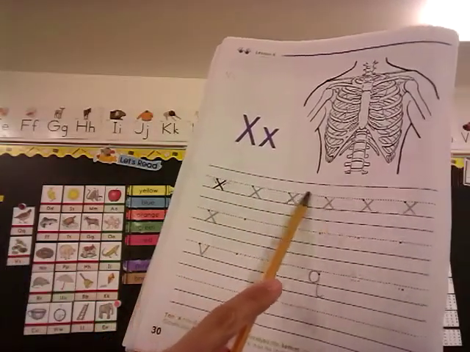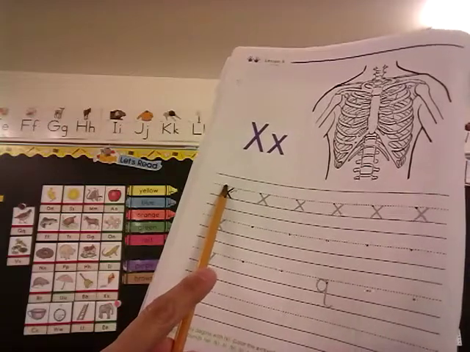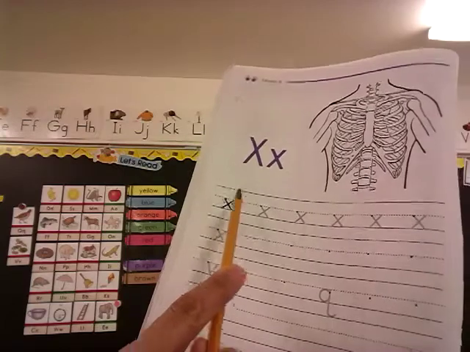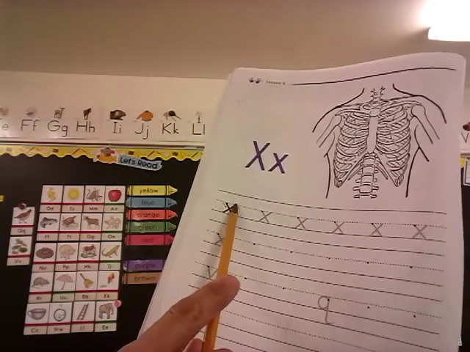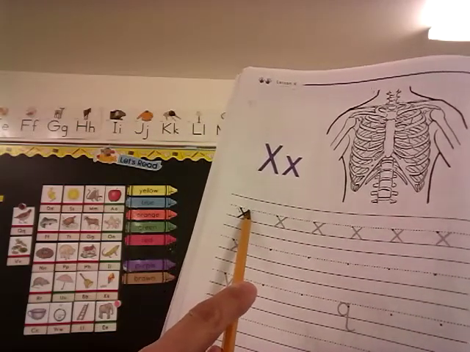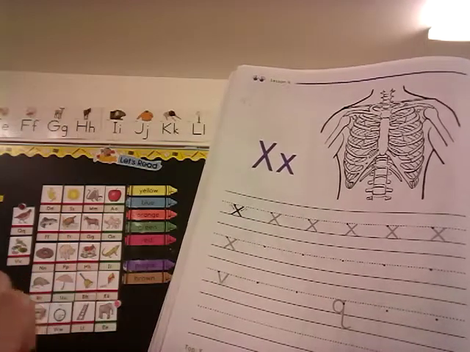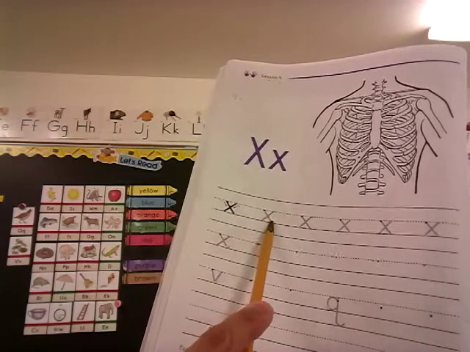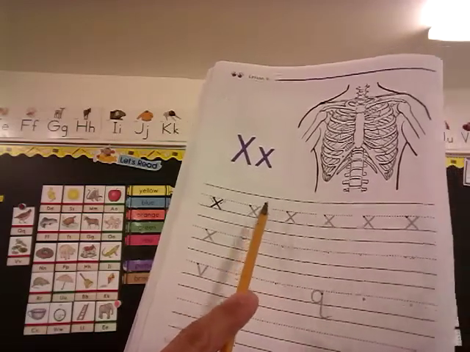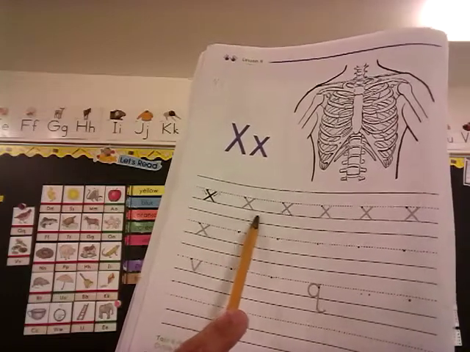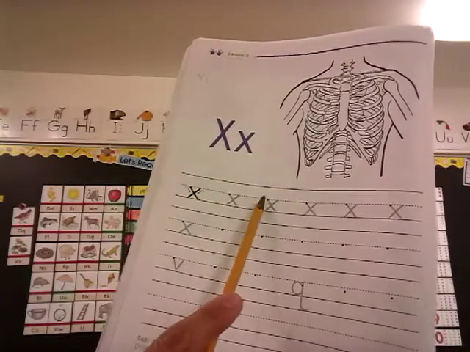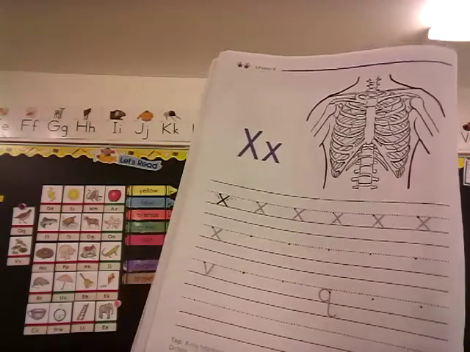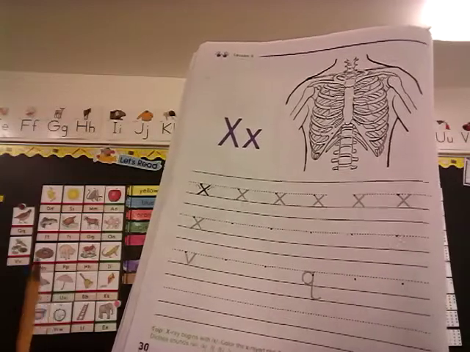Start at the dotted line. Start in the dot. Make a slanted line across, 1. Start back at the dotted line, then 2. Isn't that pretty easy? Start on the dot at the dotted line, go 1, 2. Don't go below this bottom solid line. Remember, keep it inside the lines. Start at the dot, 1, 2. Pretty easy to make X's.